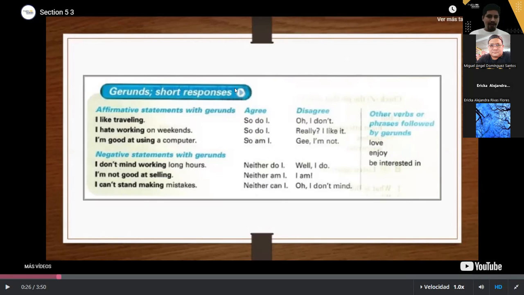So, as you know, there are some words or phrases that are followed by gerunds. Hay como verbos bien específicos que nosotros podemos utilizar, y esto es para construcción de oraciones. Nosotros podemos utilizar el verbo love, enjoy, o la frase be interested in, para utilizar un gerundio. Recordemos que los gerundios, decimos, son nombres que se forman de verbos más el ing. Y después de uno de estos verbos, nosotros podemos utilizar este tipo de palabras, verbos con ing, para expresar una idea. Tenemos love, tenemos enjoy, be interested in, y tenemos otros como los que aparecen al final.